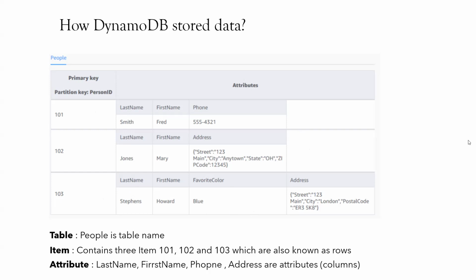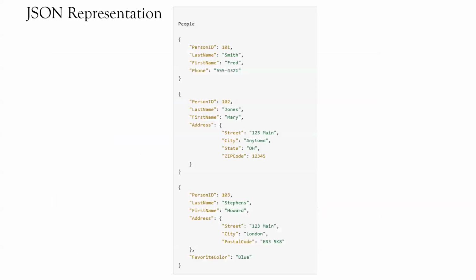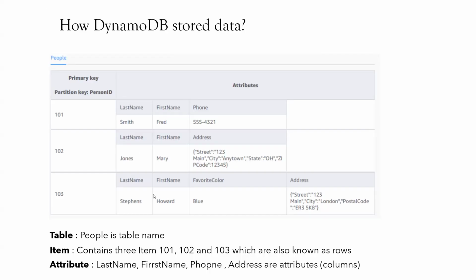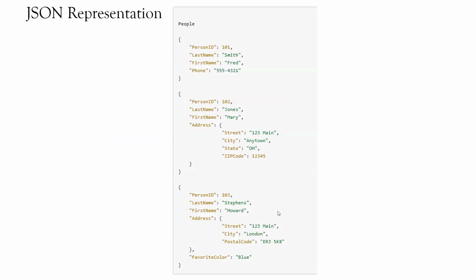In the People table, each row is called an item in terms of DynamoDB, and each column is called an attribute. That is the terminology of DynamoDB, so please note that. And this is the JSON representation of the same data that we have seen in the form of a table. It can store nested values too. In the address, we can put JSON like this. So this is the JSON representation of the same data.